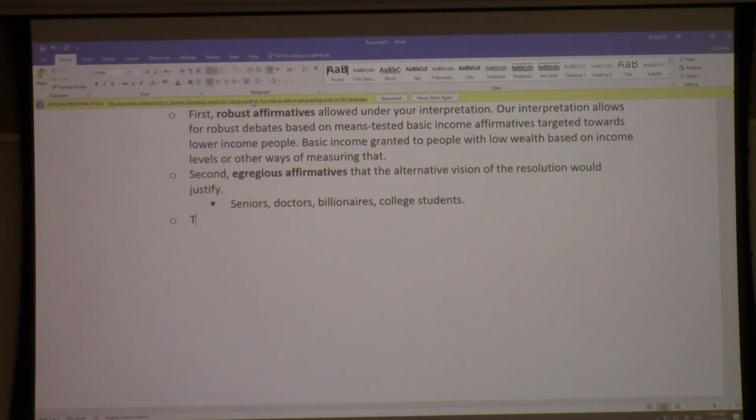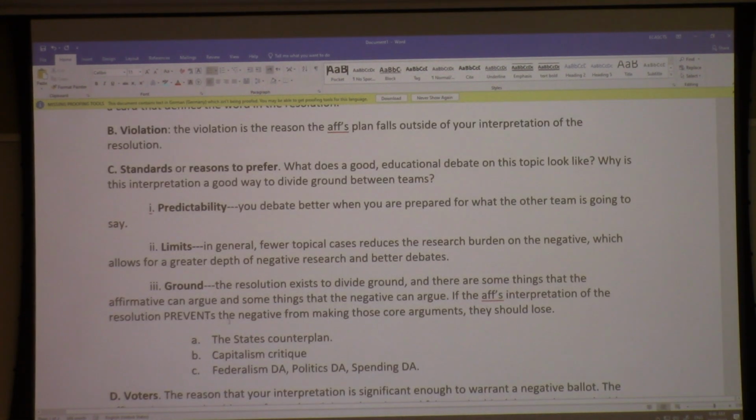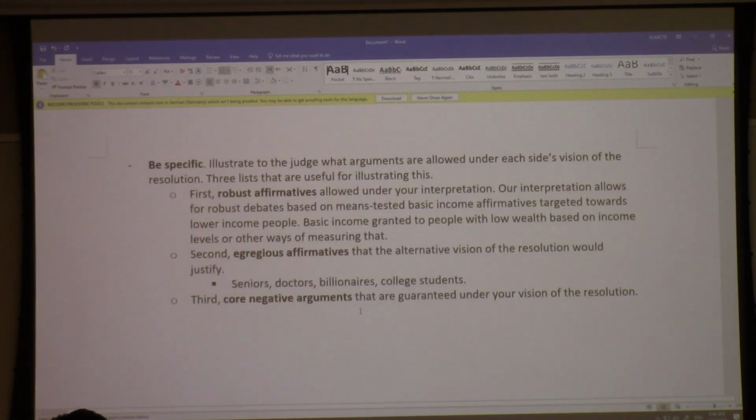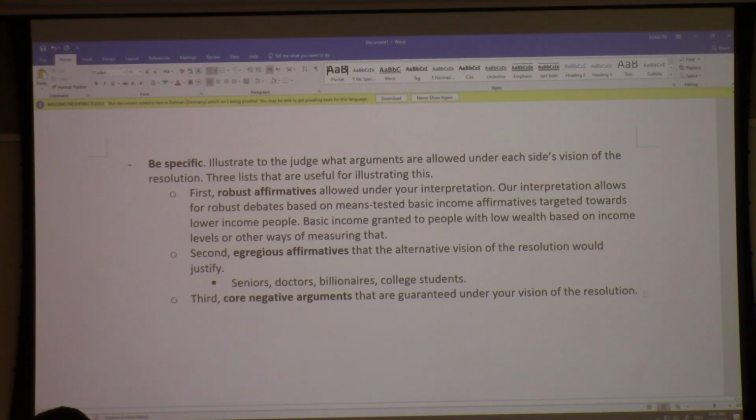And then the third thing that you want to say, you want to make a list of four negative arguments that are guaranteed under your vision of the resolution. And we already sort of did this when we were talking about examples of grounds. So, states, capitalism, and federal spending politics are all examples of negative arguments that are guaranteed under your vision of the resolution.